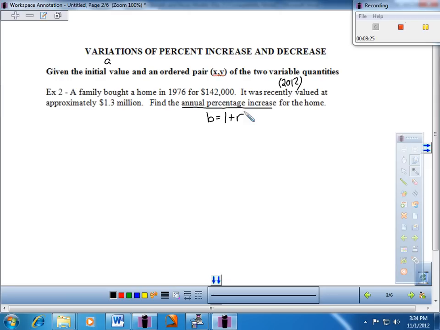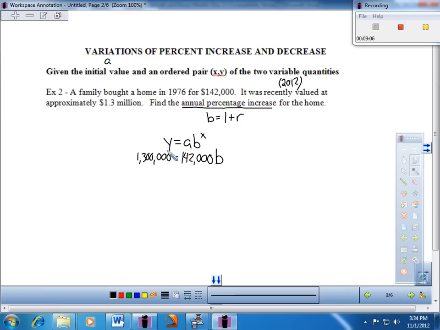So not a bad idea to put that in place. And then let's go ahead and fill in what we know and solve for what we don't know. So everyone, give me a y equals a times b to the x on your paper there. And as mentioned, this is a scenario where you're given the initial value. So everyone, I have $142,000 as the starting value of the home. I do not know what it grows by each and every year, so that's our b value. That is what we're going to find. And what we're looking for is the fact that the value is 1.3.